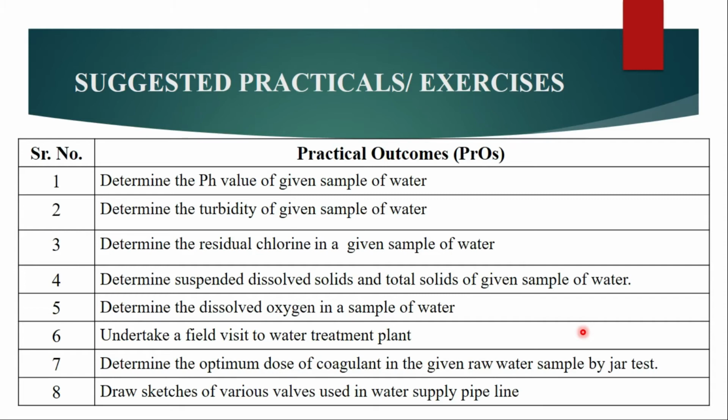So next practical is determine the optimum dose of coagulant in the given raw water sample by the jar test. For purification of water, some chemicals are added in water which is known as coagulant. Mainly, alum is used as a coagulant. In this, jar test is used for purification of water.